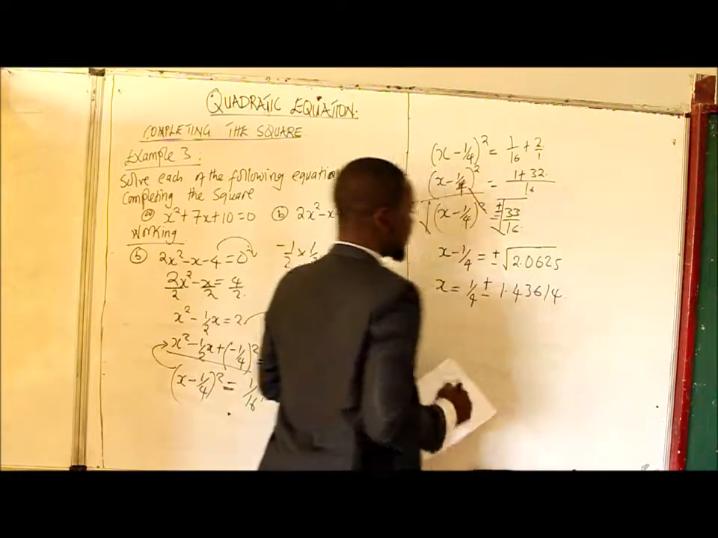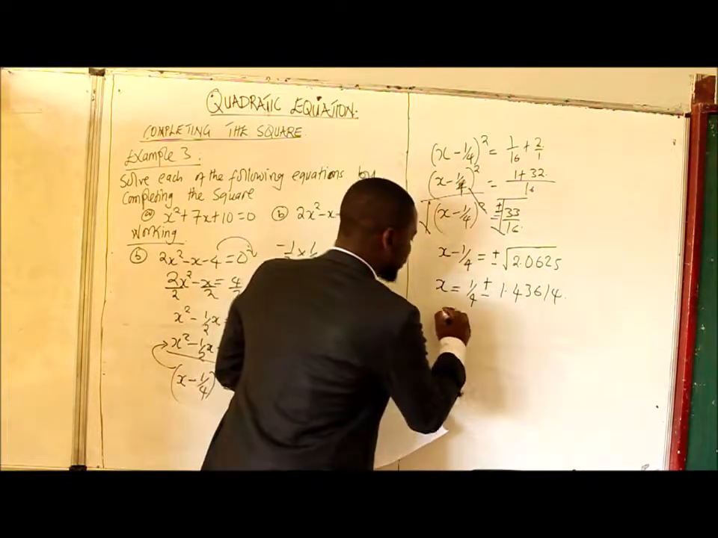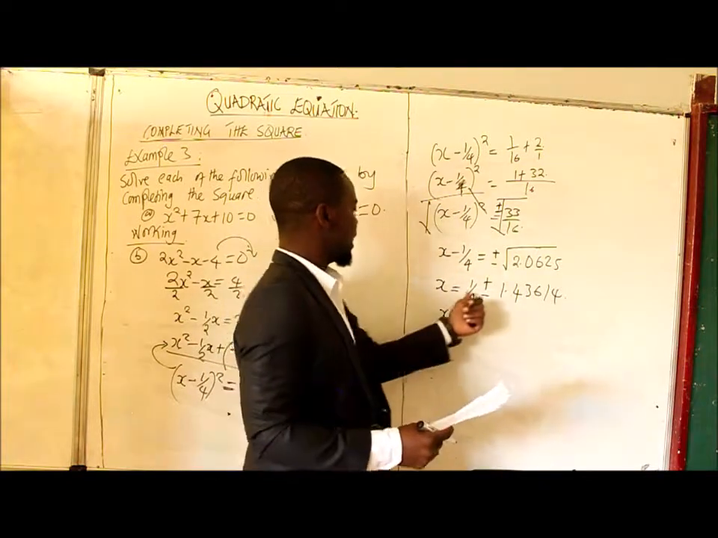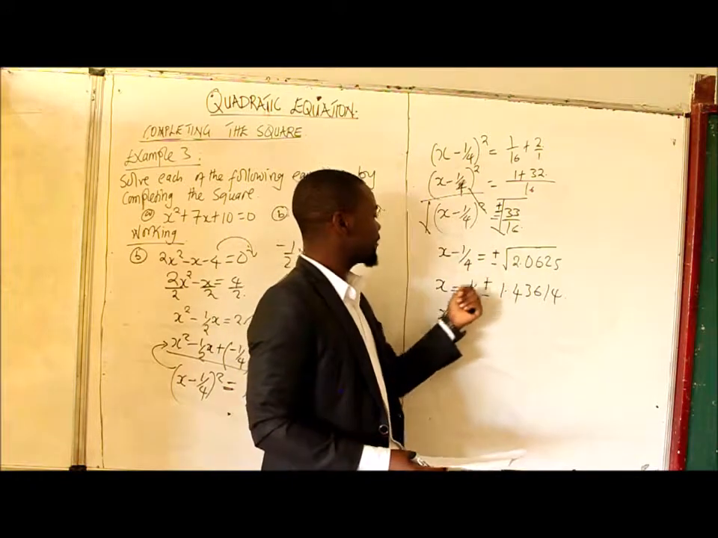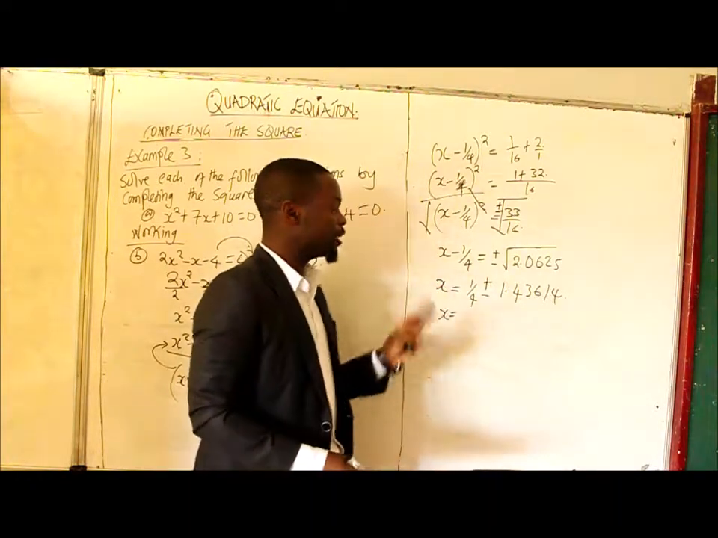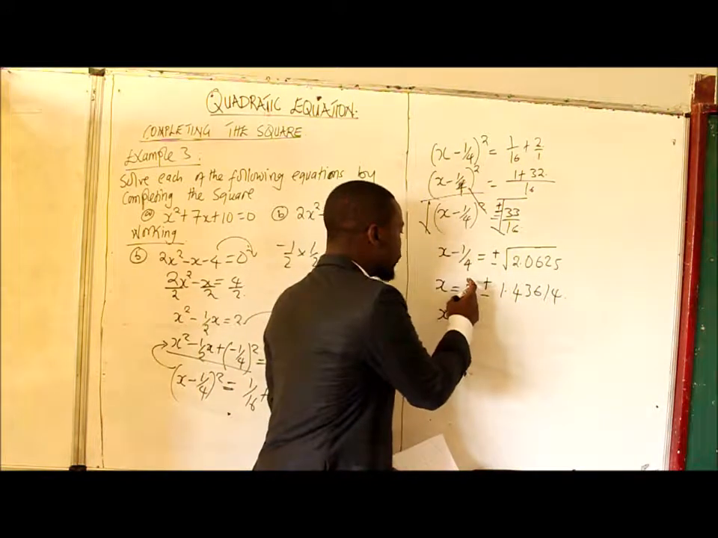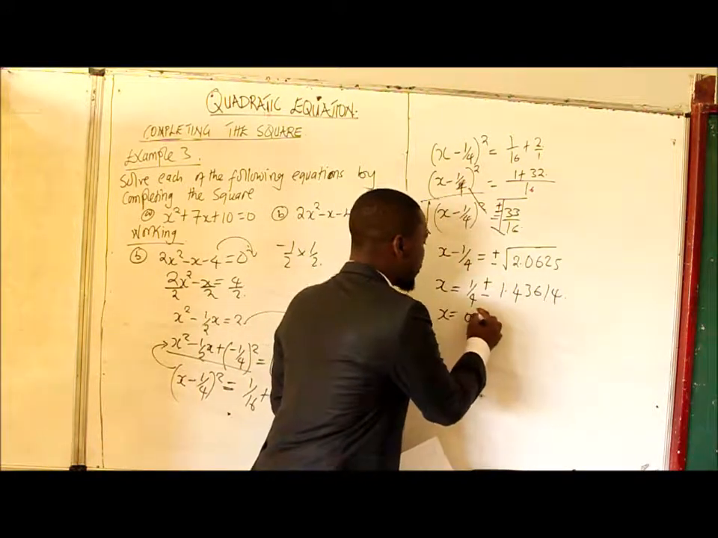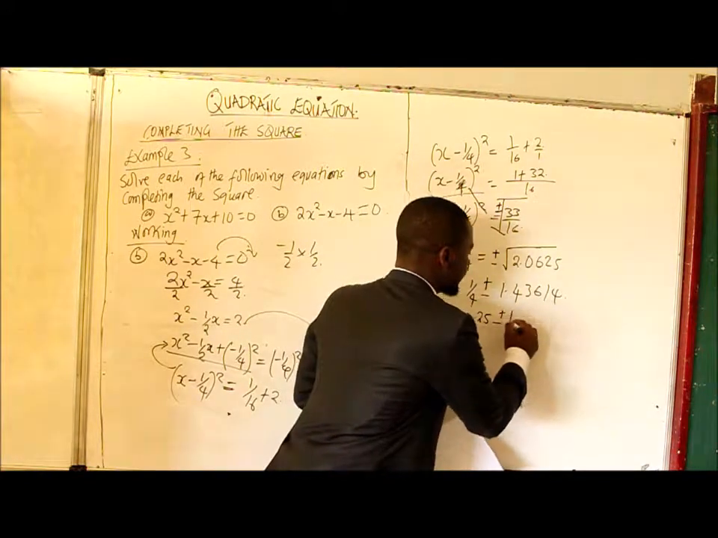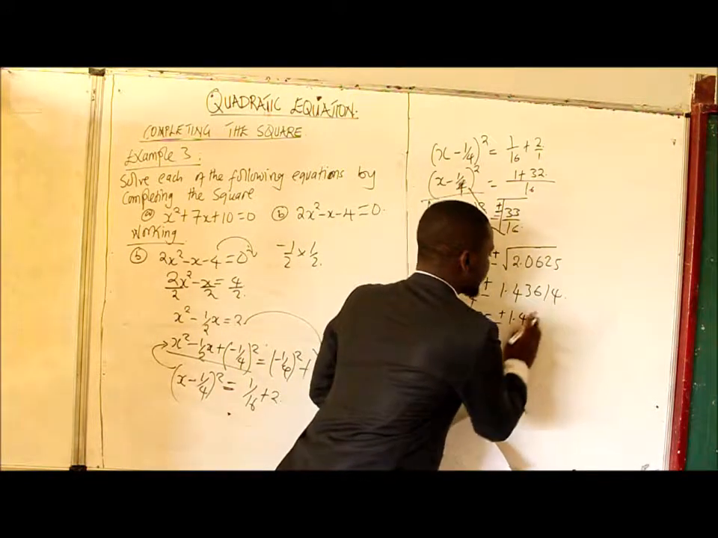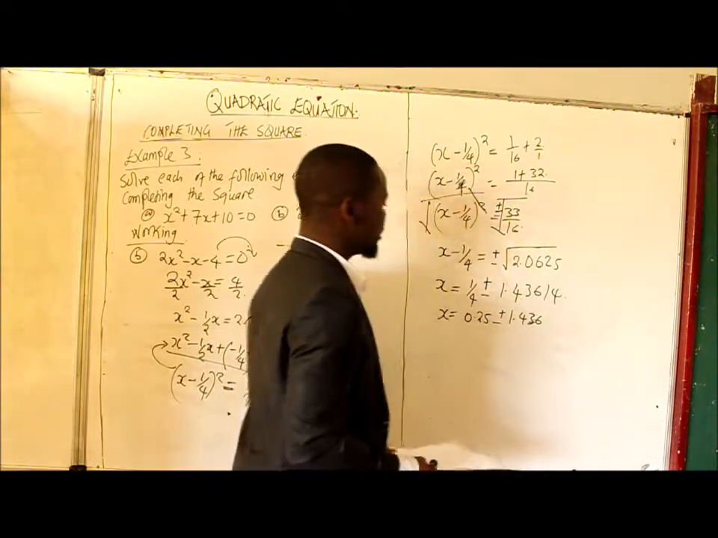It's 1.43614. Alright, and then since we have got a fraction and then a decimal number here, let's also convert this fraction to decimals for us to calculate it well. So 4 into 1 is what? It's 0.25. We have got 0.25 positive or negative 1.436. Let me just write it to the nearest 3 decimal places.